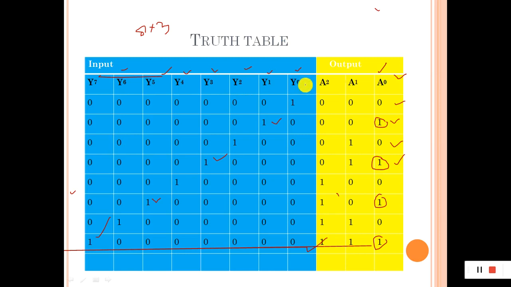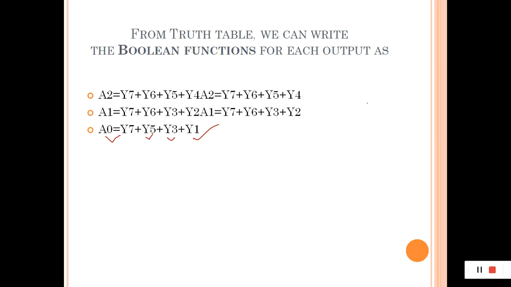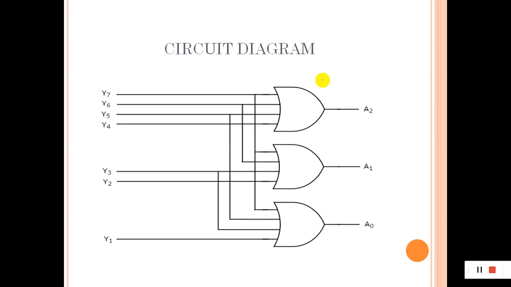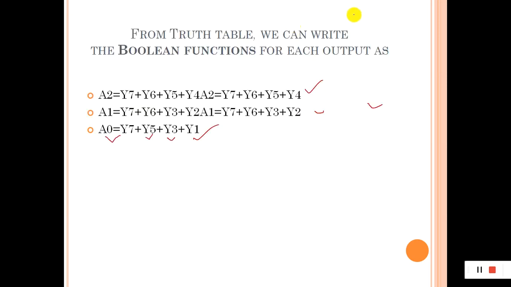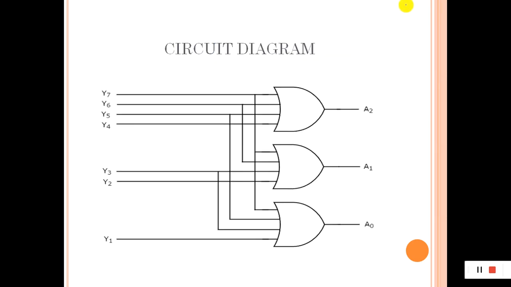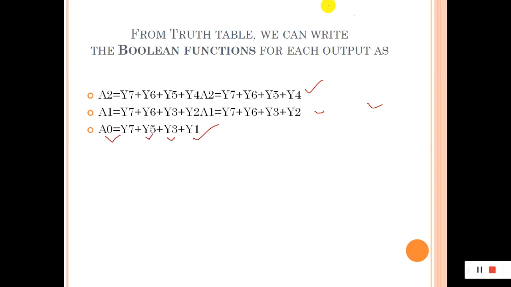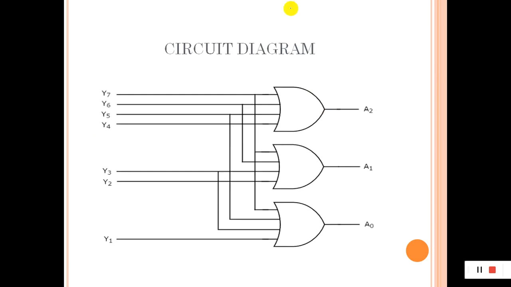Actually, all outputs are a combination of different inputs. So suppose for A1, we will go for this one, and this one, and this one. So you can find out all outputs equivalent to those inputs. Then last but not least, we have the equivalent circuit diagram with the help of these Boolean expressions, and this is the easier one. You can see Y1, Y3, Y5, Y7. This is Y1, this is Y3, this is Y5, and then Y7. So similarly, you can draw the circuit diagram.